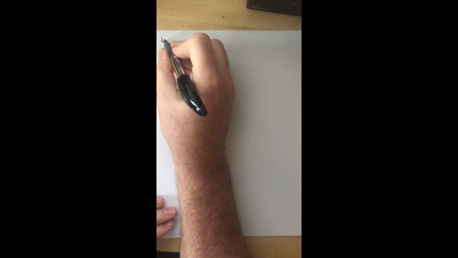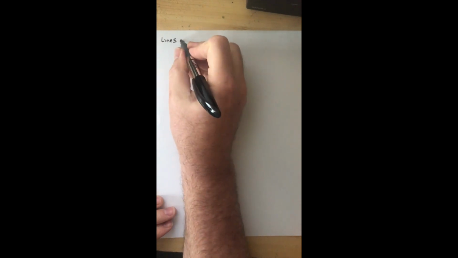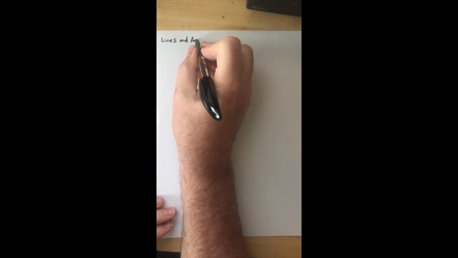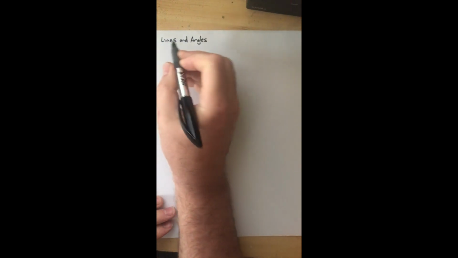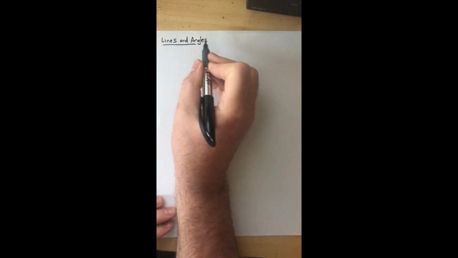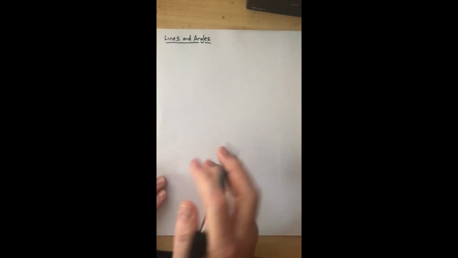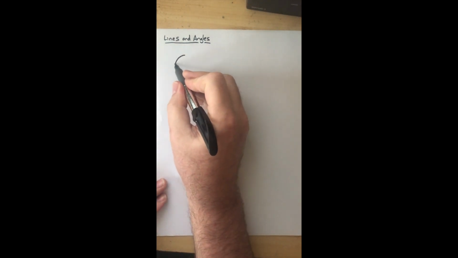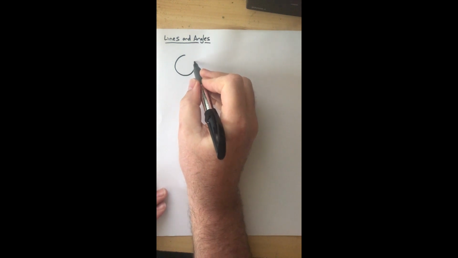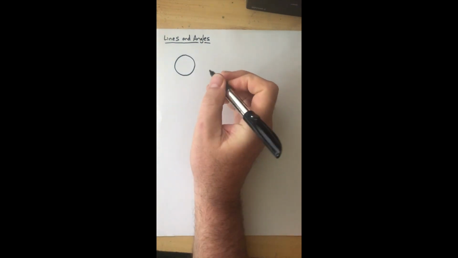Today we are going to learn about lines and angles. This is our unit number 5 for Math 7. To get started, we've got to start with the wonderful circle, because everything about lines and angles is based on the circle.